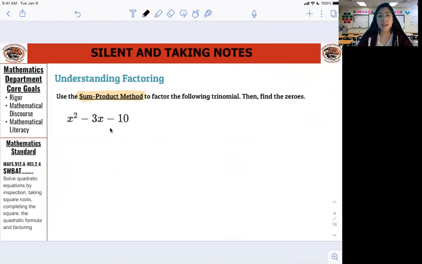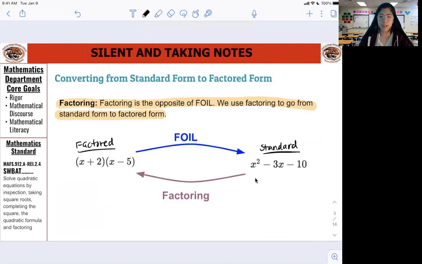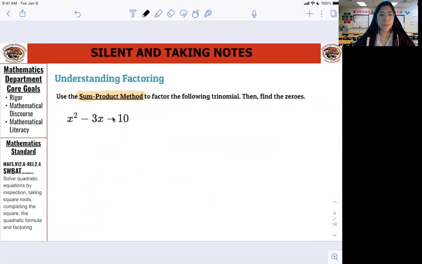Now I have the same exact example. So we have the same numbers. So we already know what the answer is going to be because I've just been using the same exact equation. But the sum product method basically means we're going to take this number right here. This is our sum. And that number right there is our product.